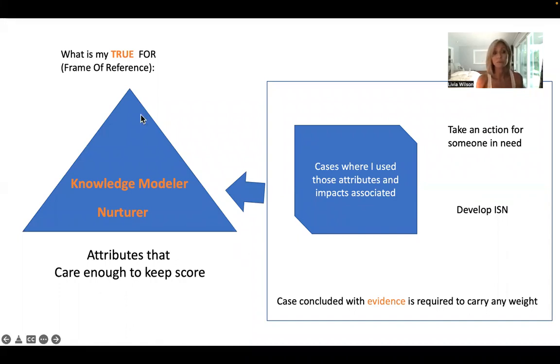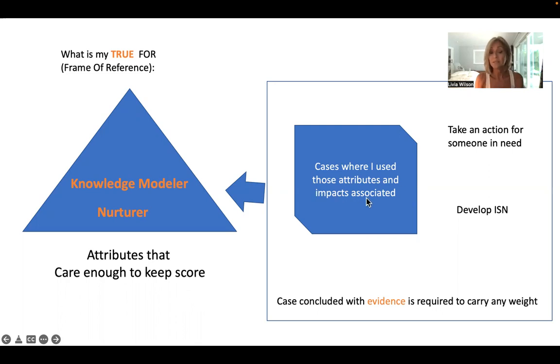So you start off with what I'm calling a frame of reference, which is basically a domain frame, a persona object that would house the attributes that I am passionate about and am willing to keep score on because it's what I want to be known for. That's my frame of reference. So there are other things about me, but the things that I really want to keep score on and be accountable to are the fact that I'm a knowledge modeler and that I'm a nurturer. So I'm willing to be accountable to those truths.